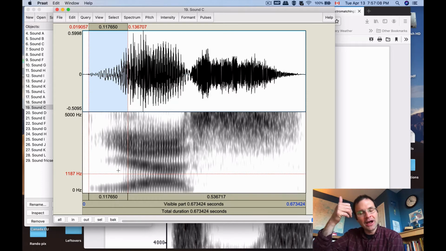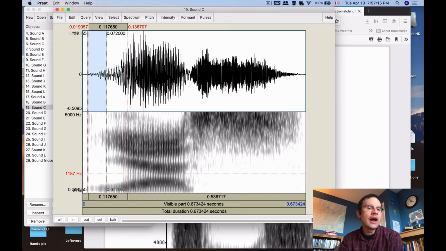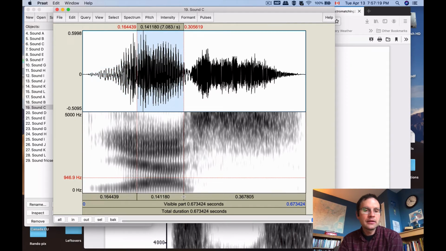F1 is low, that means we have a high vowel. F2 is high, that means we have a front vowel. So a high front vowel is like E. That corresponds to yod as a glide. So we have basically yod to S.